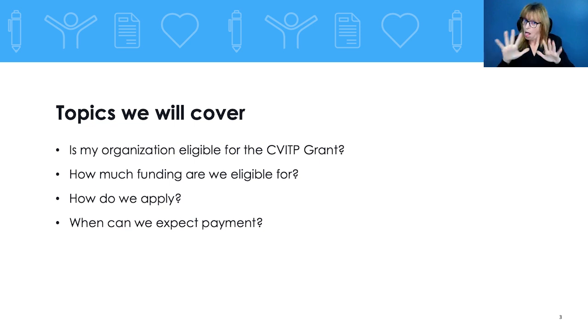During today's presentation, I will be answering some basic questions about the CVITP grant. We'll review eligibility criteria so you can take steps to ensure your organization qualifies. We'll then see how the funding amounts are determined and how much you can expect to receive. Then we'll look at how and what you will need to apply. Finally, I'll share some timelines to give you an idea of when to expect payment.